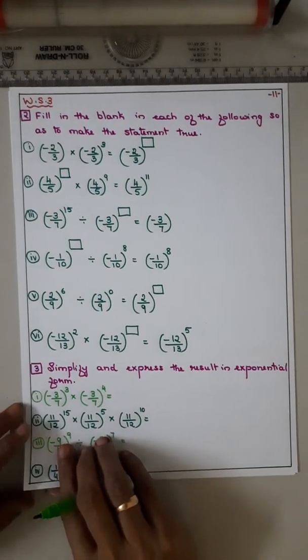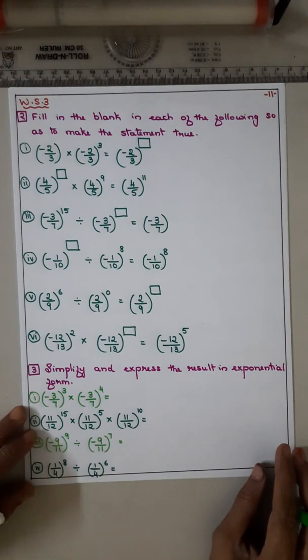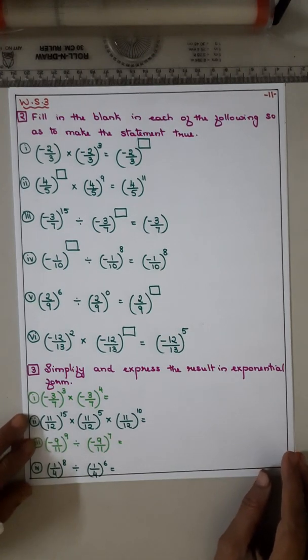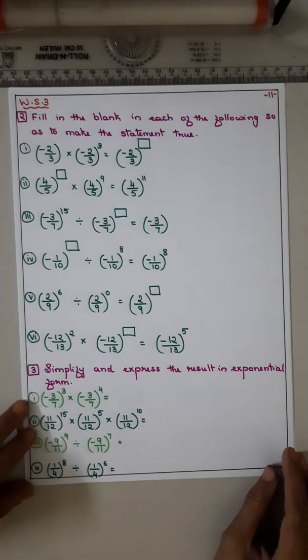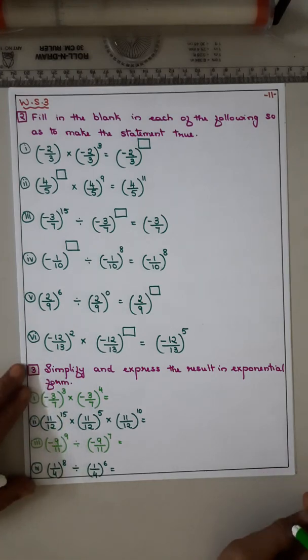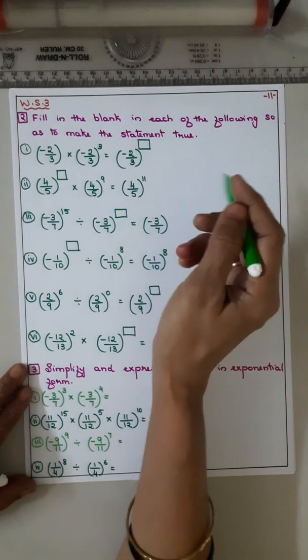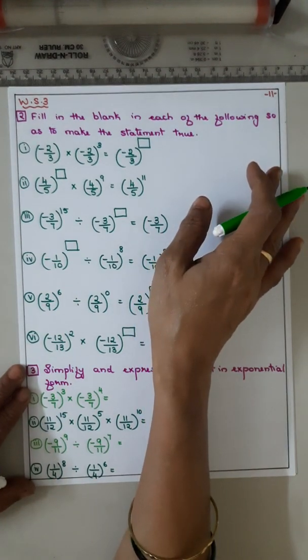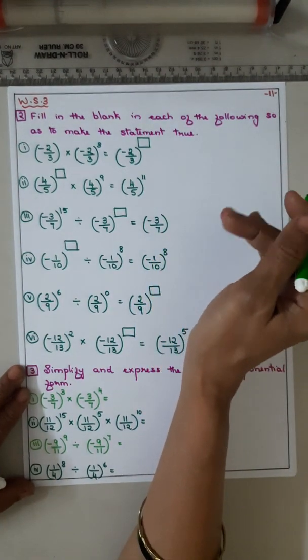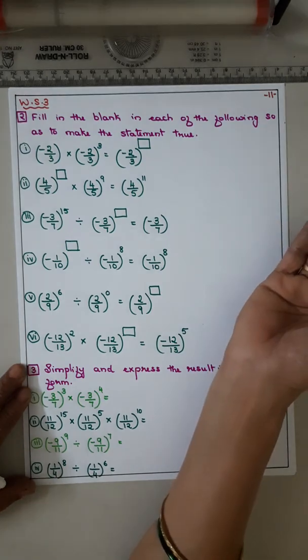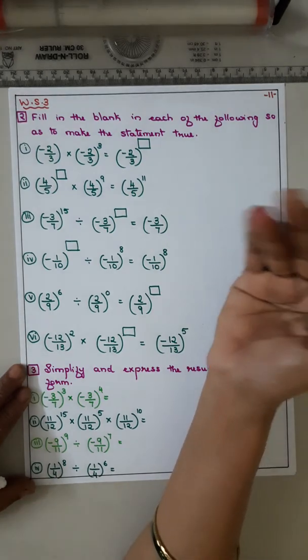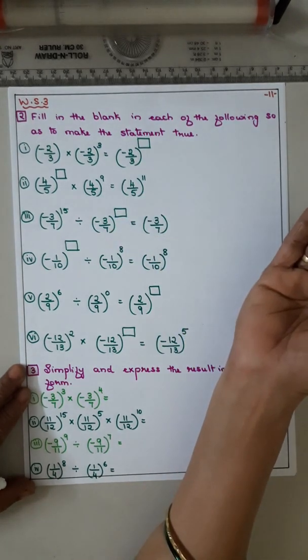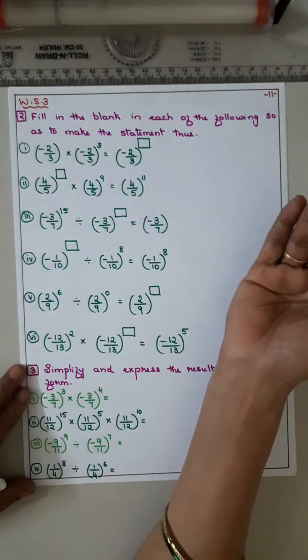Okay, now coming to the second sum. Fill in the blanks in each of the following so as to make the statement true. Now first we have to see whether the bases are same and what is the sign in between, whether it is multiplication or division. Accordingly, if it is multiplication, add the powers. If it is division, subtract the powers.